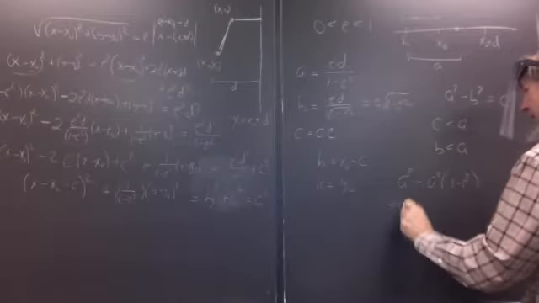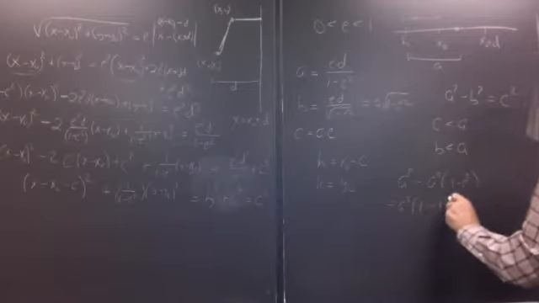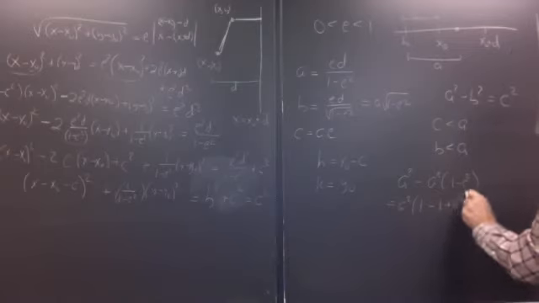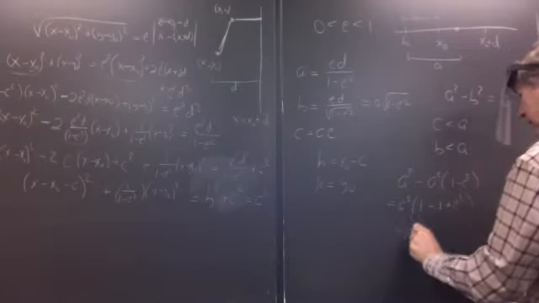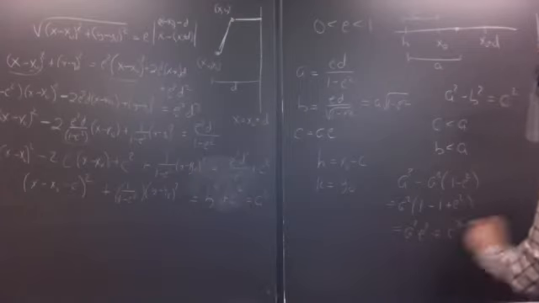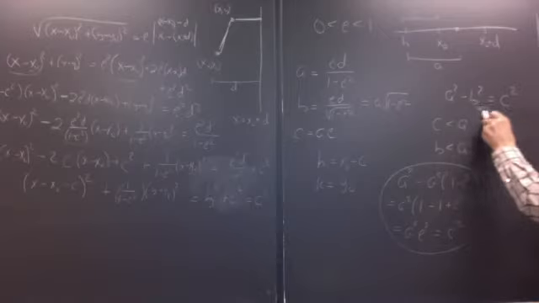If I take out the a squared, I get 1 minus 1 minus minus, so I get plus e squared. And so what I get is a squared e squared, which is c squared. So that's the proof of this statement right there.